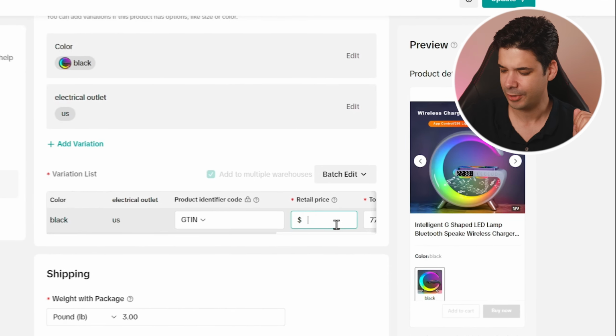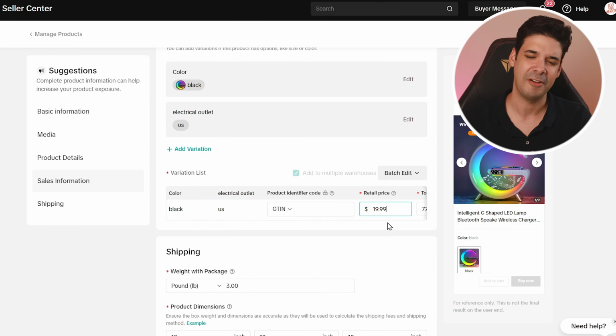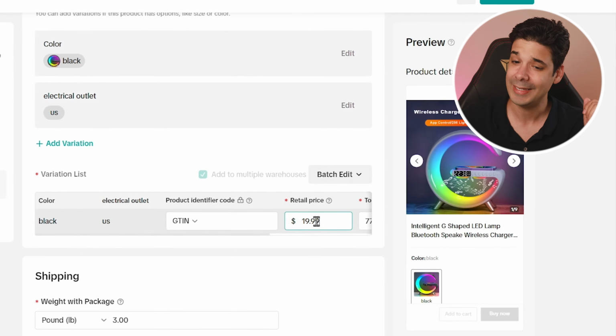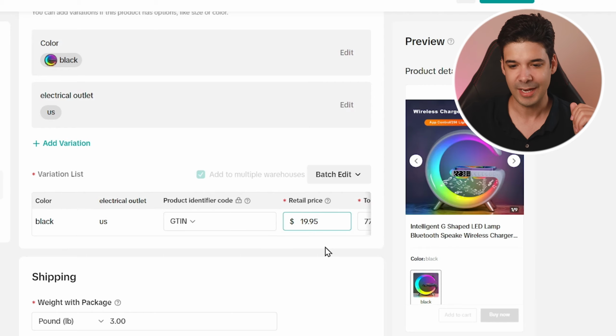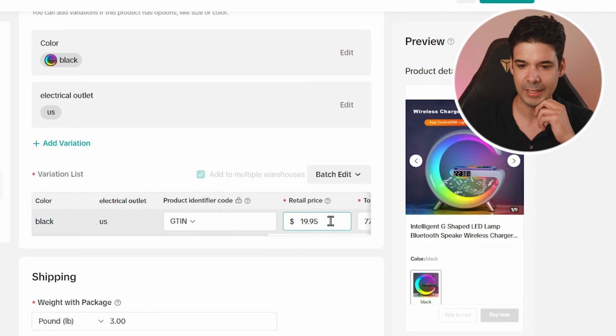Actually, let's put it for $19.99. So people will think that it's cheaper, even though it's the same price. Nah, I don't think that's gonna fool anyone. What about $19.95? Yeah, you will buy this for this price, right? I mean, it's a pretty sexy price, I love it.